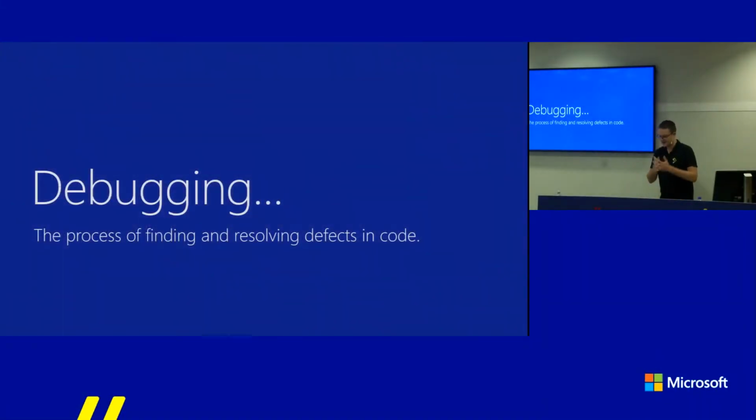Just to introduce you to debugging. If you look up the definition, or any blog post you want to find, you will see that debugging is always described as the process of finding and resolving defects in code. That sounds kind of vague, so let's illustrate what debugging is.